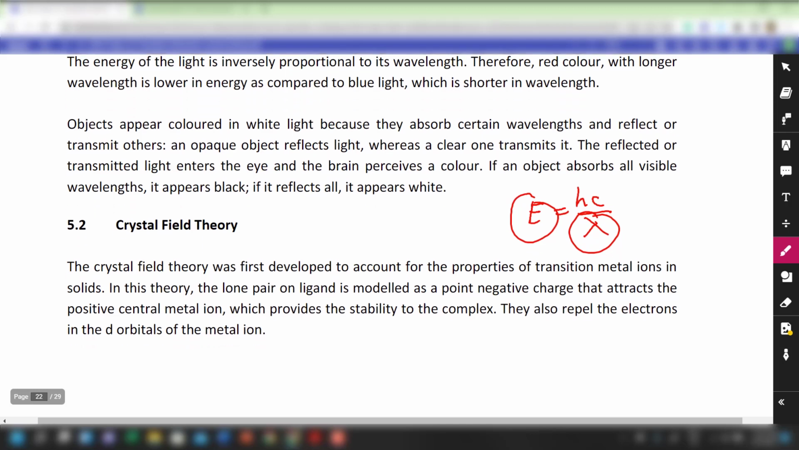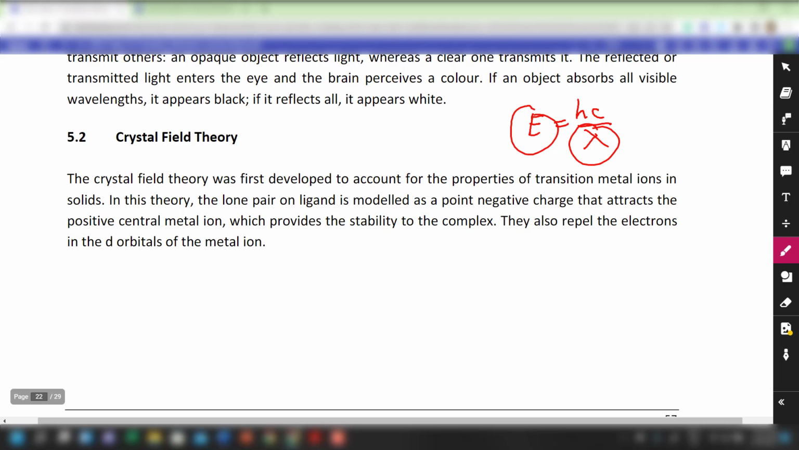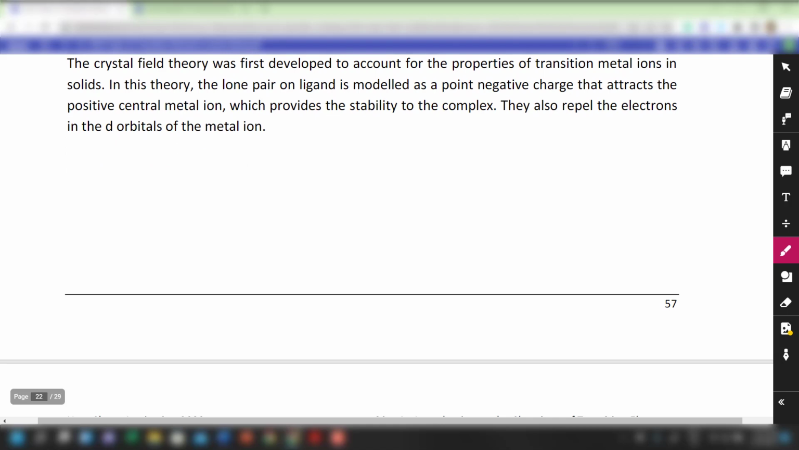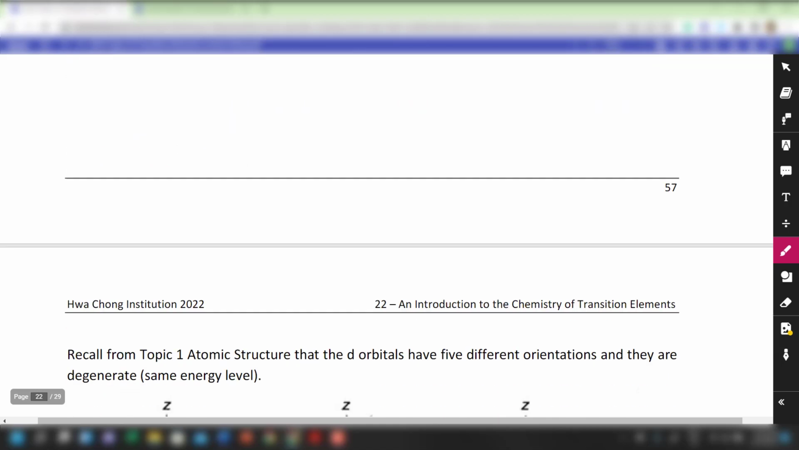And what we are looking at here is the crystal field theory. It's a very simplified theory. When you go to university, you will learn something more advanced, known as the ligand field theory. So we assume that the ligands are point charges, attracted to the central metal ion. They also repel, and this is important, electrons in the d orbitals of the metal ion.